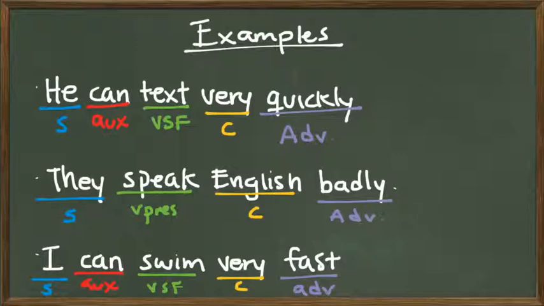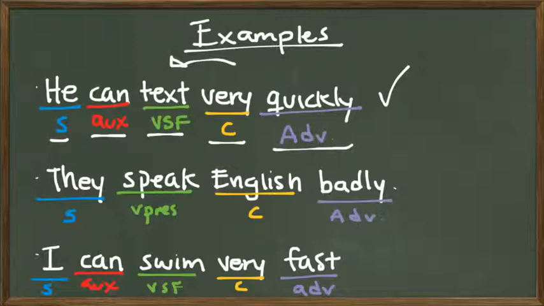Okay, in the first one, which is expressing an ability, we have our subject, our auxiliary, our verb in simple form, our complement, and finally our adverb. And it's answering the question, how does he text? He texts very quickly. Or he can text very quickly.